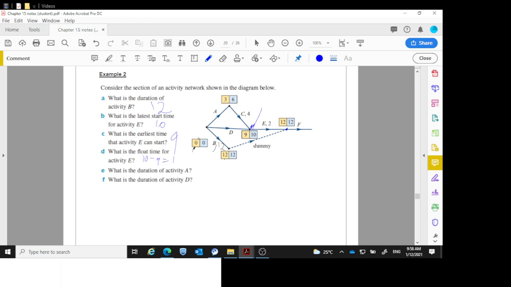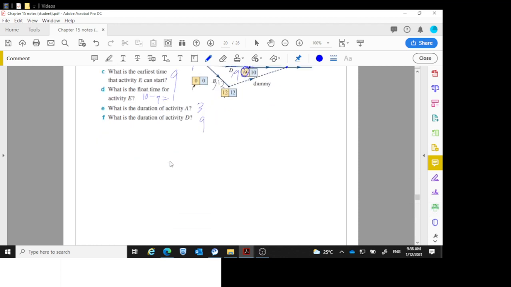Duration of activity A, well, again, it starts at 0 here and it gets to 3 here. So A must be 3 because 0 plus 3 gives me the 3. Duration of activity D, again, that starts at 0 here and it's ending up at 9 here. And it's not this way because 3 plus 4 gives me 7. So 9's bigger than that. So D must be 9. So as I said, there is ways to work things out.